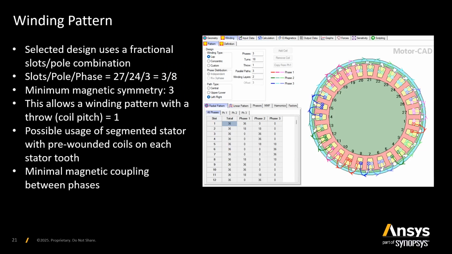This is a fractional slots per pole winding, where the ratio of slots per pole and per phase is 3/8.